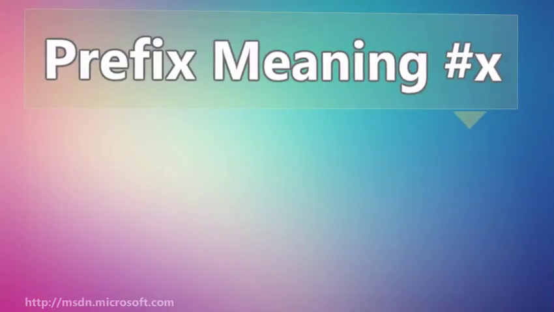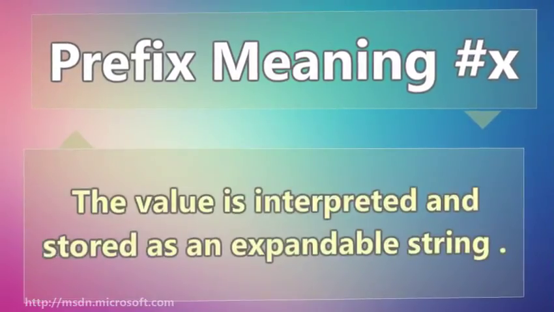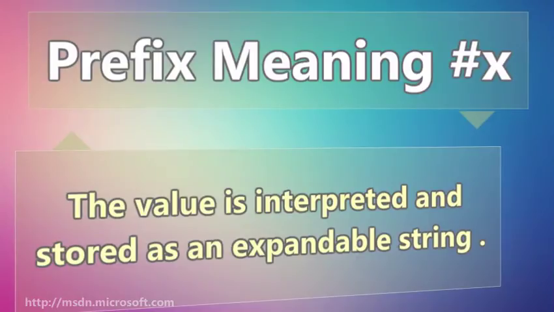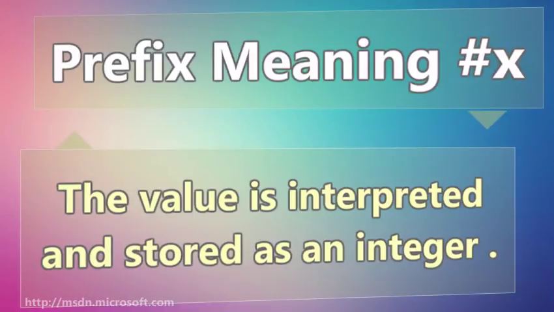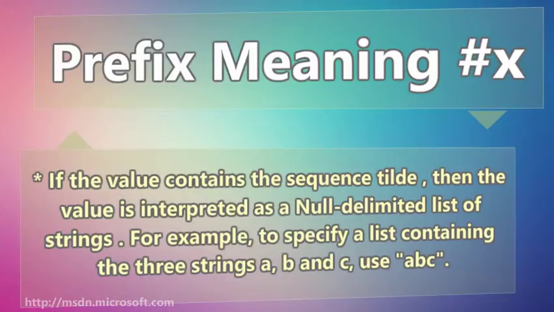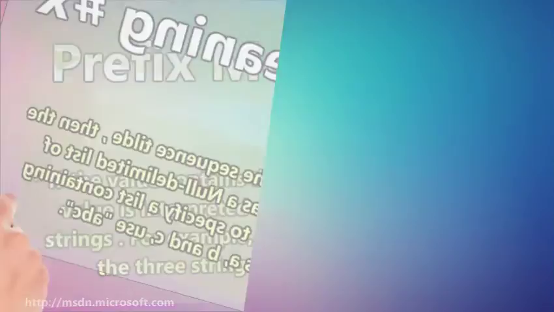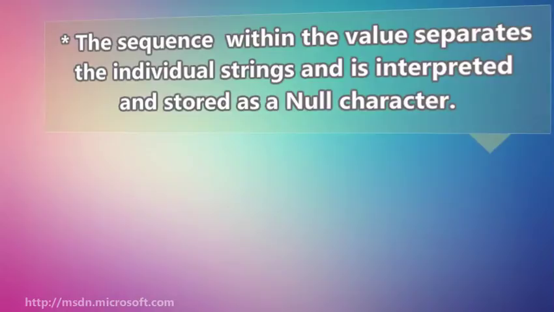Prefix meaning: #x: the value is interpreted and stored as a hexadecimal value. #%: the value is interpreted and stored as an expandable string. #: the value is interpreted and stored as an integer. If the value contains the sequence [~], then the value is interpreted as a null delimited list of strings. For example, to specify a list containing the 3 strings A, B and C, use [~]A[~]B[~]C[~]. The sequence [~] within the value separates the individual strings and is interpreted and stored as a null character.